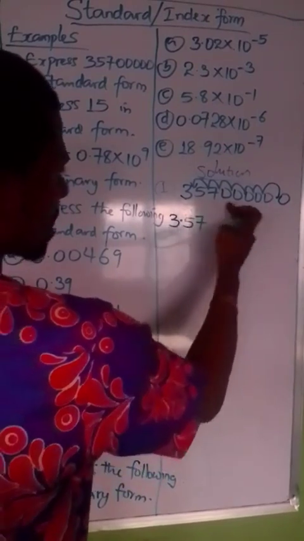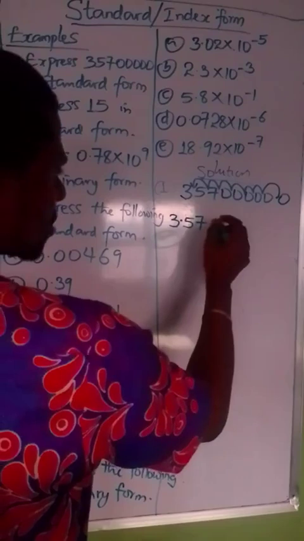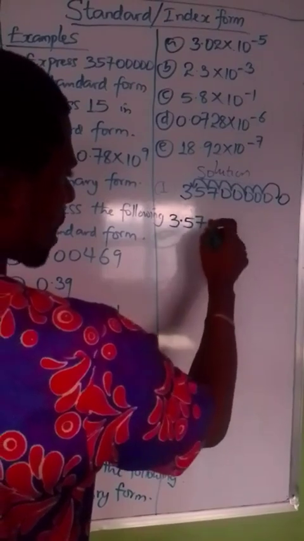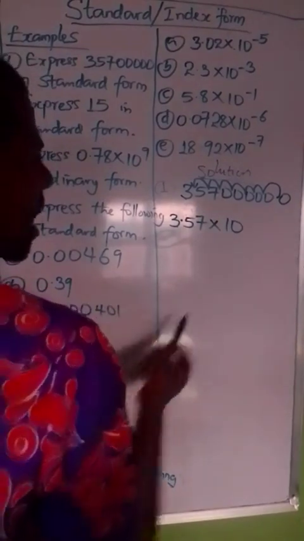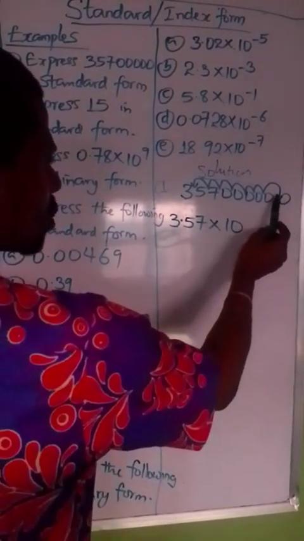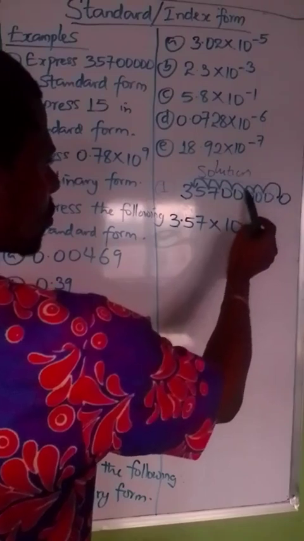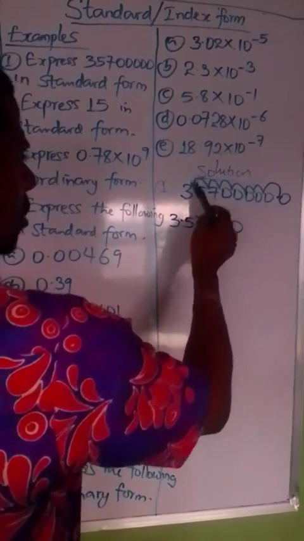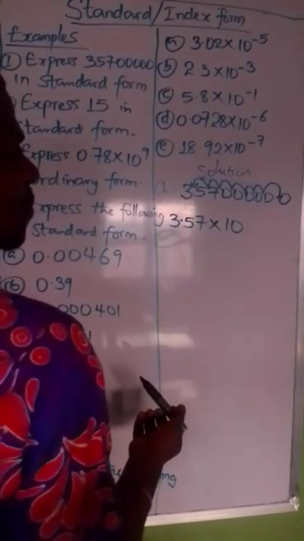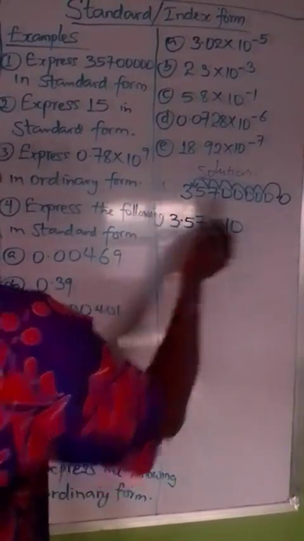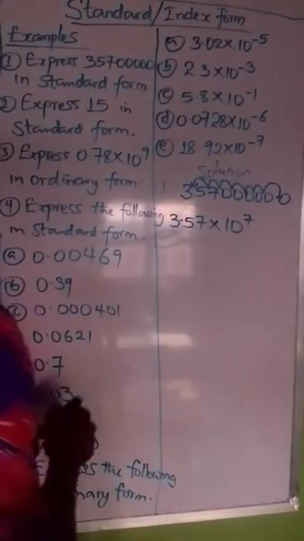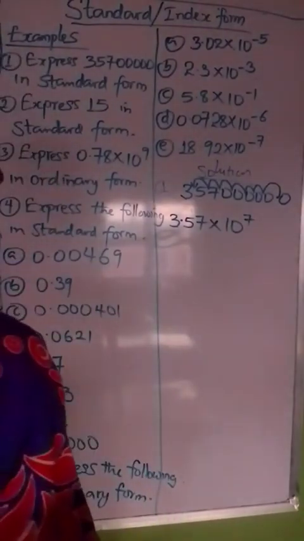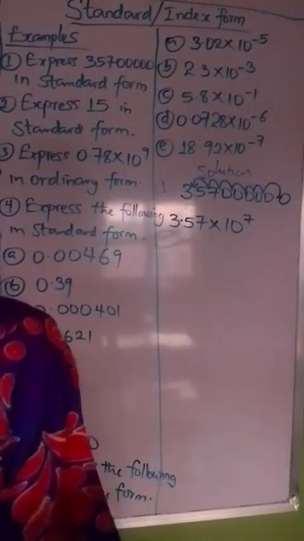So I need not write 0, 0 again. I just write the figures and I write times 10 raised to power. Then I check how many times my point moved. So it moved 1, 2, 3, 4, 5, 6, 7. So my point moved forward 7 times. Raised to power 7. That's my answer.